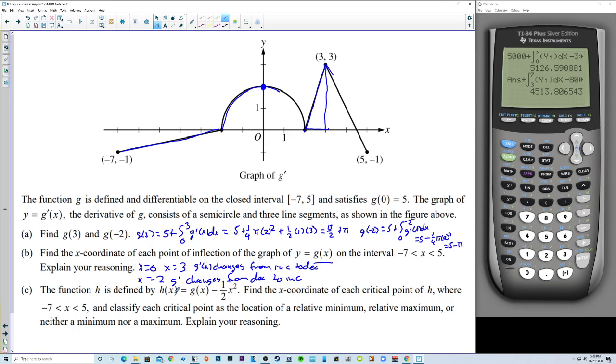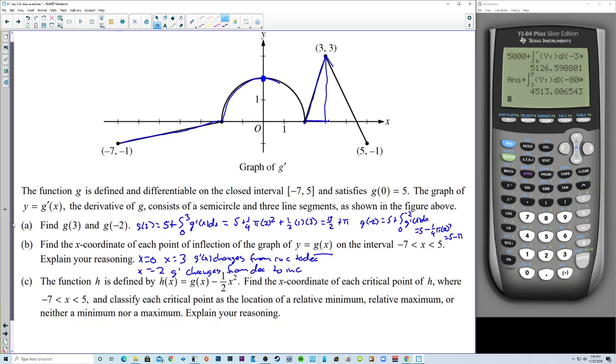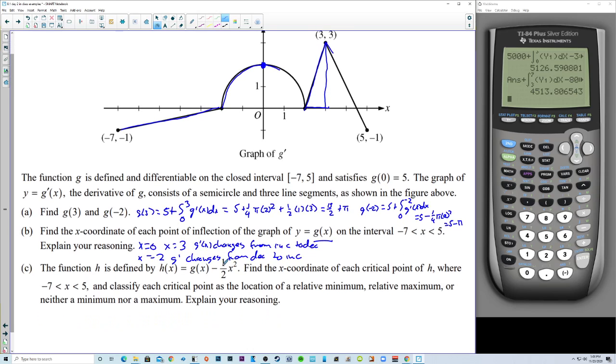The function h is defined by h of x equals g of x minus 1/2 x squared. Find the x coordinates of each critical point of h, where we go from -7 to 5, and classify each critical point as the location of a relative min, max, or neither a min nor a max, and explain your reasoning. So let's take the derivative. H prime of x is equal to g prime of x minus x. So we want to set that equal to 0 because we're finding critical points. So if we add over x, we want to know where g prime of x is equal to x.